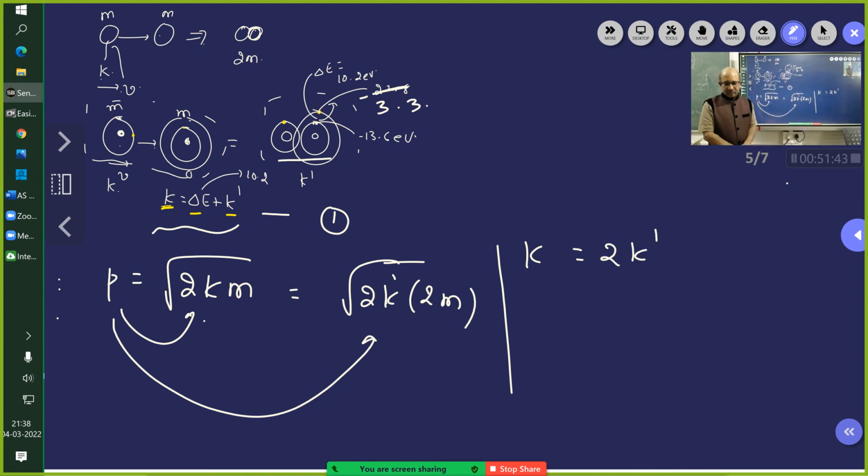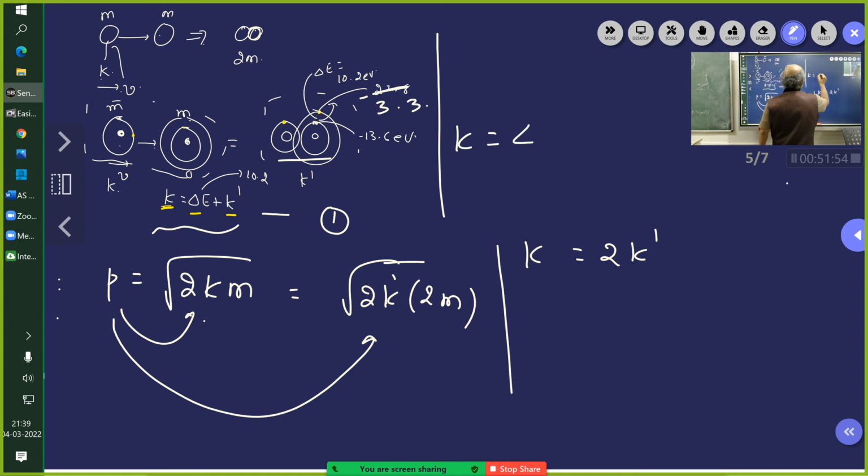So we got the relation between k and k dash, and therefore k dash will be equal to k by 2, and therefore this equation becomes what? K is equal to delta E plus k by 2. This equation will reduce to this.